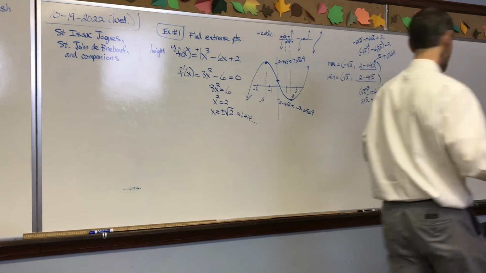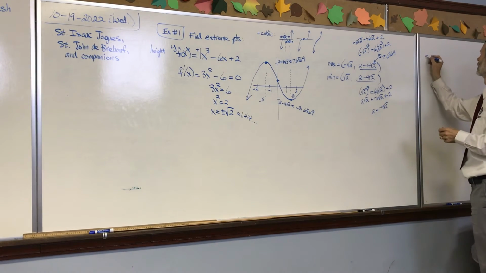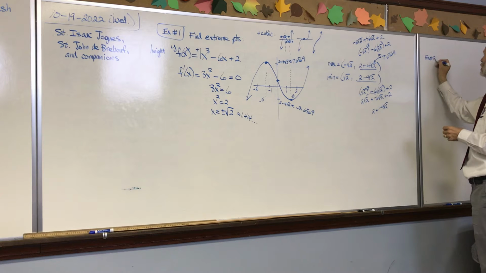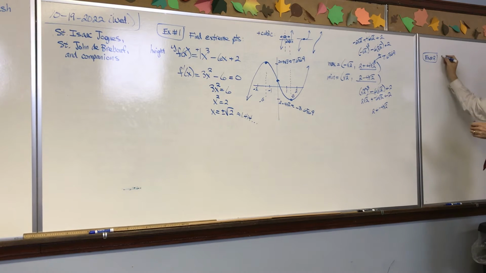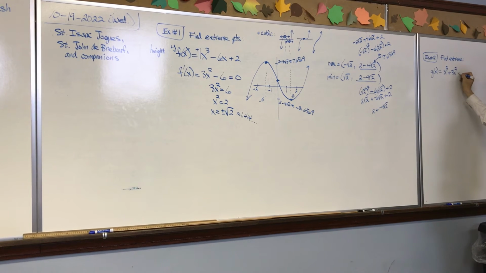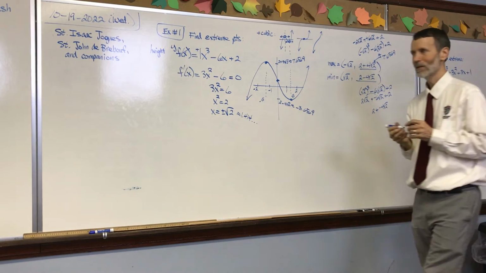All right, write down the next one, example number 2. Find the extreme points. Find the extrema, basically. g of x equals, actually I know this one. x cubed plus 3x squared plus 3x plus 1. Go ahead and do that one.